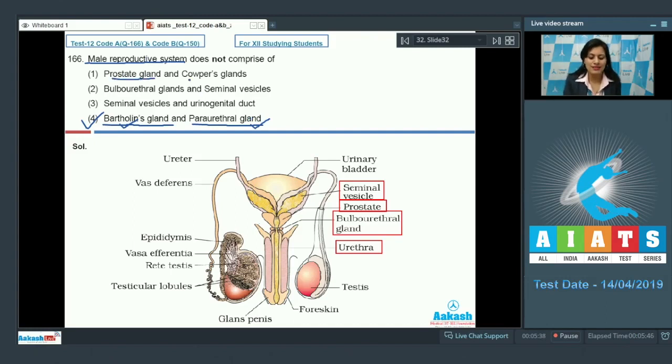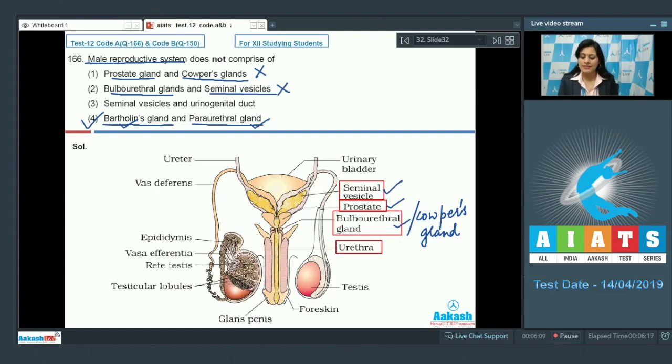The very first option, prostate glands and Cowper's glands, cannot be a correct answer because these are accessory glands of male reproductive system. As you can see here, this is prostate gland and this is bulbourethral gland, also known as Cowper's gland. Next option is bulbourethral glands and seminal vesicles, and this cannot be a correct answer. The seminal vesicle, as you can see here, as well as bulbourethral gland are the accessory glands of male reproductive system. And next option is seminal vesicles and urinogenital duct, and this cannot be a correct answer because seminal vesicle as well as urethra or urinogenital duct are part of male reproductive system.